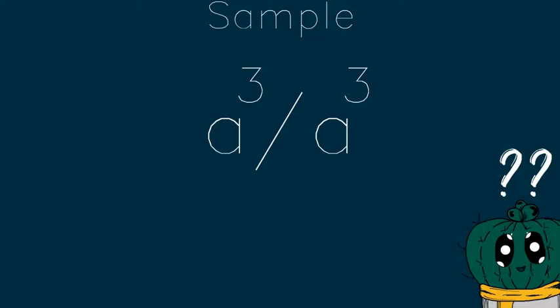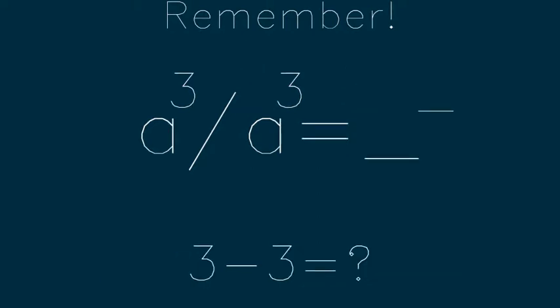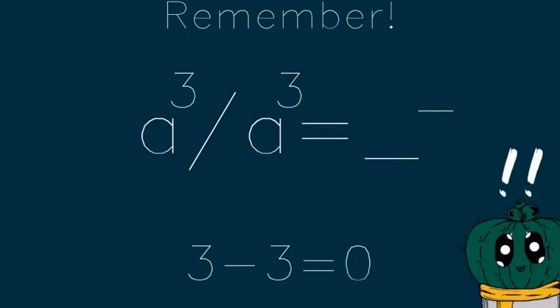a cubed divided by a cubed. Now we previously solved a question similar to this, but the procedure is actually exactly like this. And what you have to do is subtract the first exponent with the second exponent, which basically means over here 3 subtracted by 3. Now what does that leave us with? It is equal to 0.